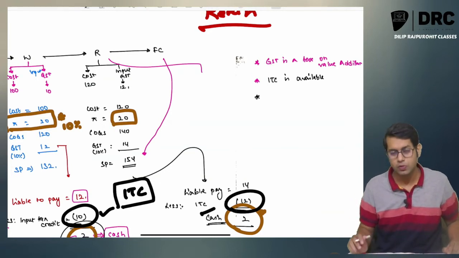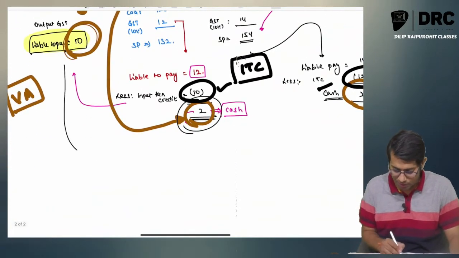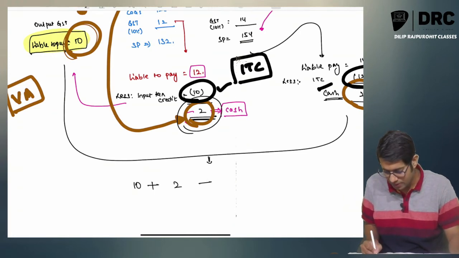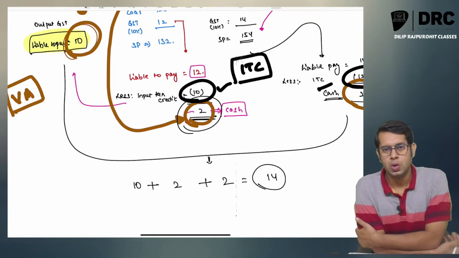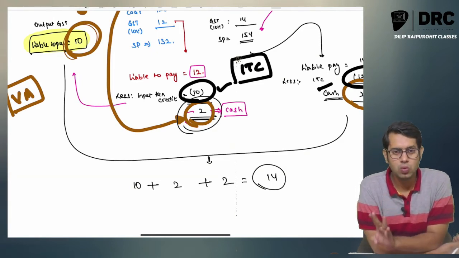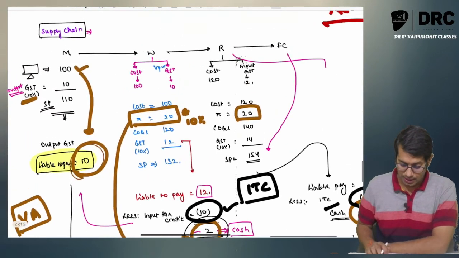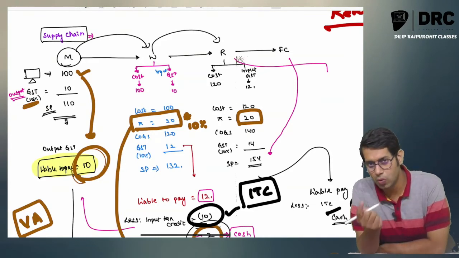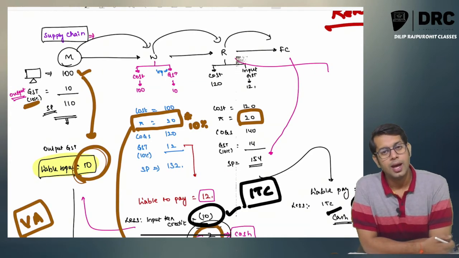And one more beautiful thing, if you see under GST law, what is happening is government has got how much amount of tax. In the first stage 10 rupees, then it got 2 rupees, then it got 2 rupees. So the total amount of tax which government got is how much? 14 rupees. Now if you see in GST law, tax burden is shifted. Manufacturer is collecting it from the wholesaler, wholesaler is collecting it from the retailer, and retailer is collecting it from the final consumer.